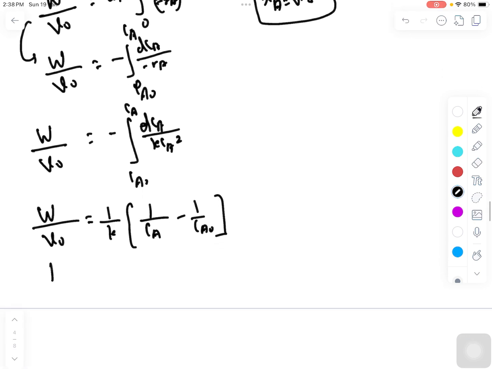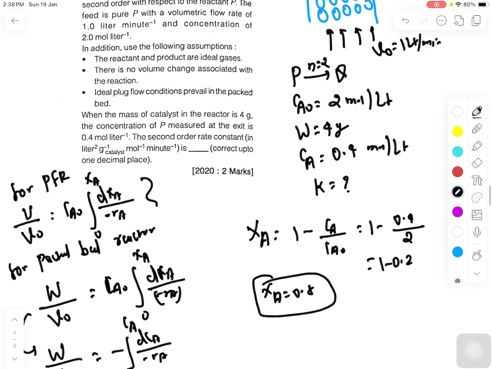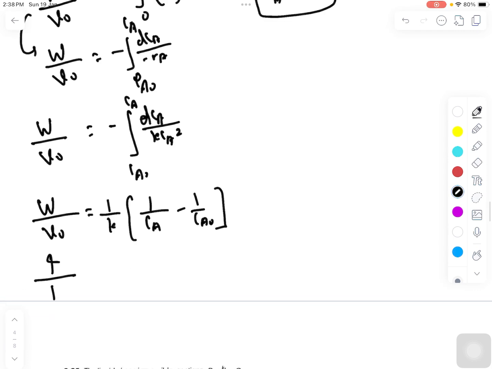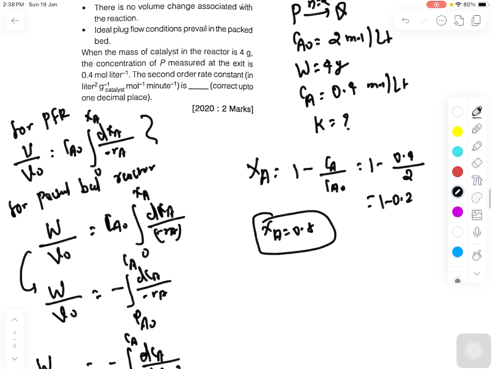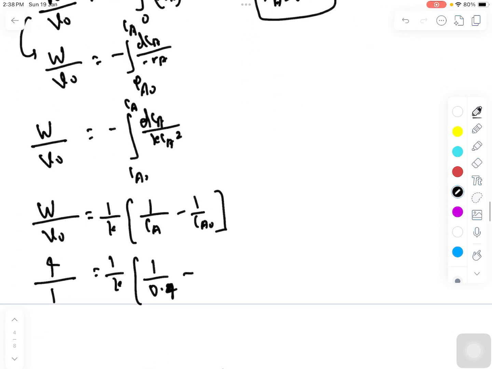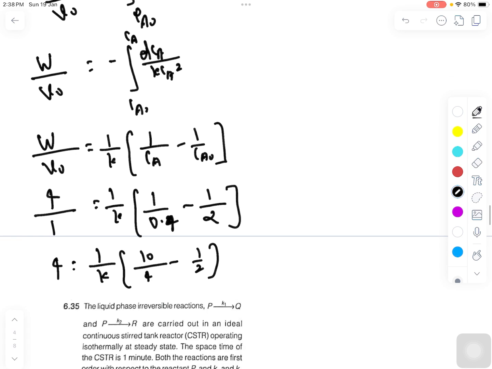So W we know is 4. The volumetric flow rate is also given to you. How much? That is 1 liter per minute. That is 1 upon K, and 1 by 0.2 minus 0.4 minus 1 by 2. So you can write 4 is equal to 1 upon K into 10 divided by 4 minus half. So 4 equals 1 upon K into 3.5 minus 0.5. So the value of K can be written as 3 divided by 4.